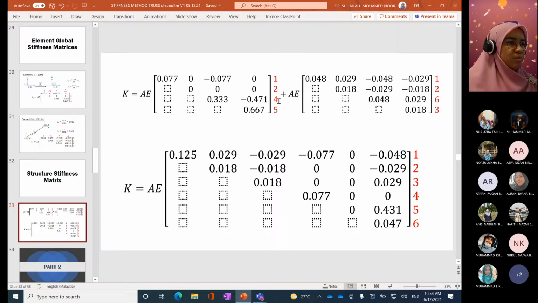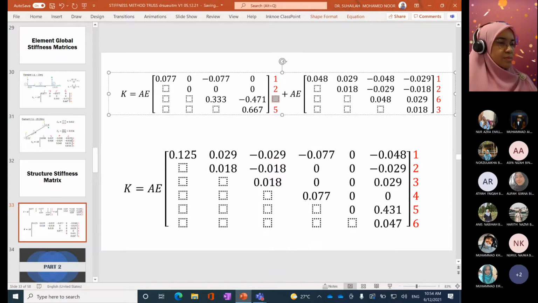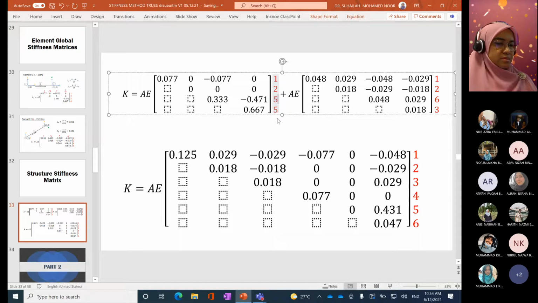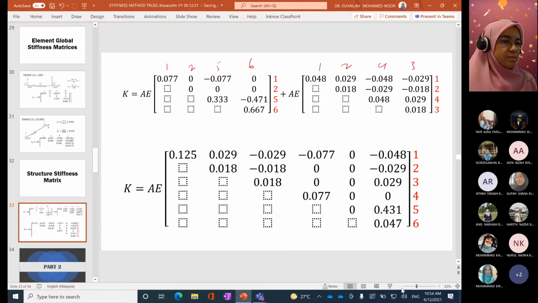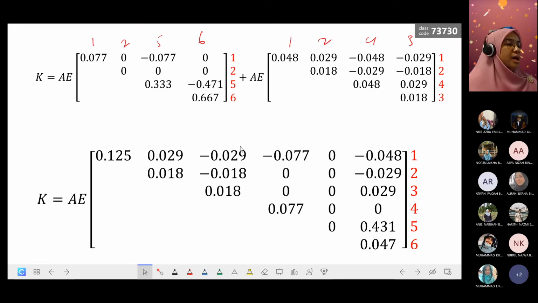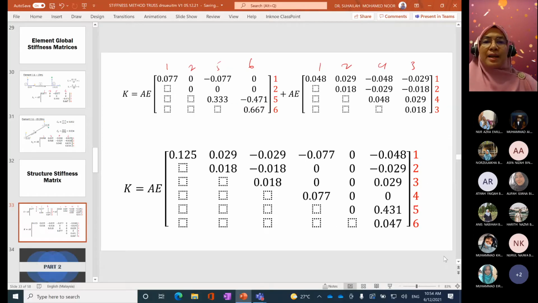So yang ni akan ikut ubah. 1, 2, 5, 6. Okay, 1, 2, 5, 6. So sini akan jadi 1, 2, 4, 3. So sini 1, 2, 5, 6, 1, 2, 4, 3. Okay. So check balik jawab yang kat dalam ni berapa. Bila kita ubah position, dalam ni akan ubah. Yang main tu akan ubah.